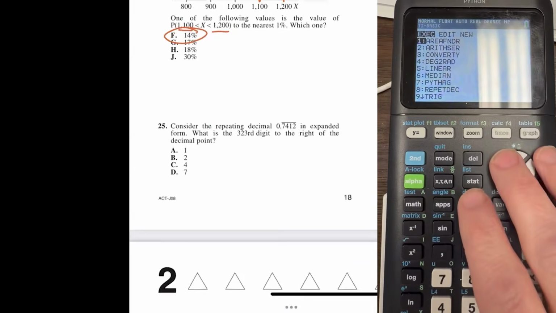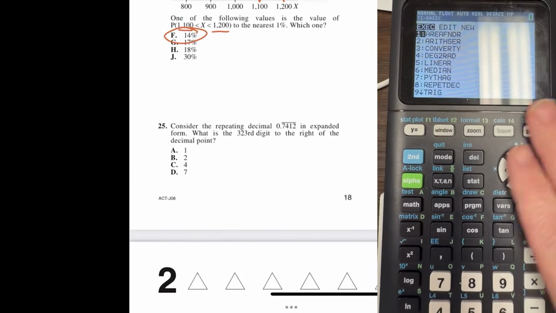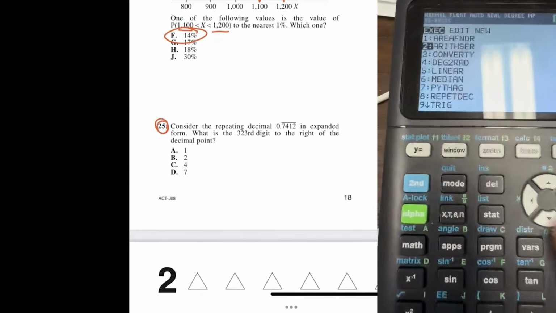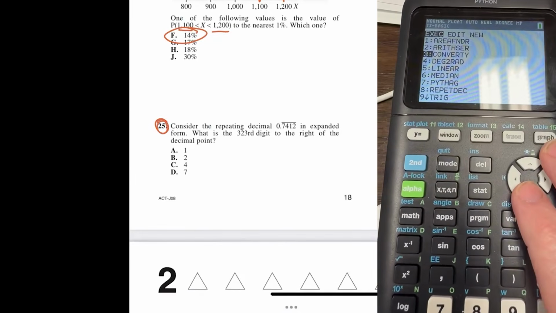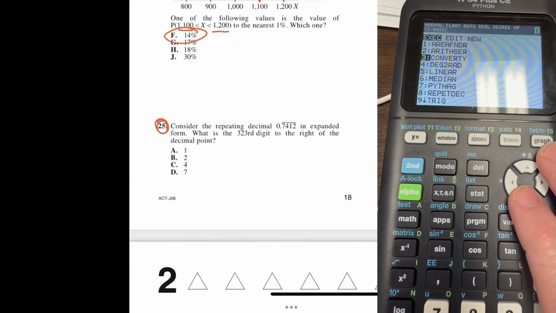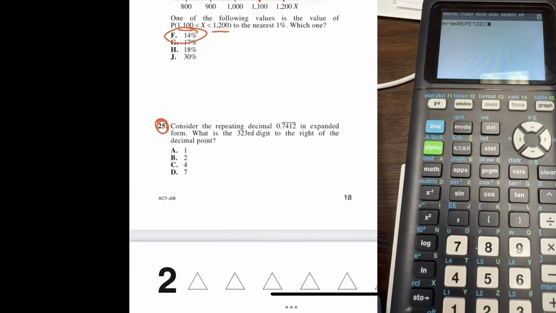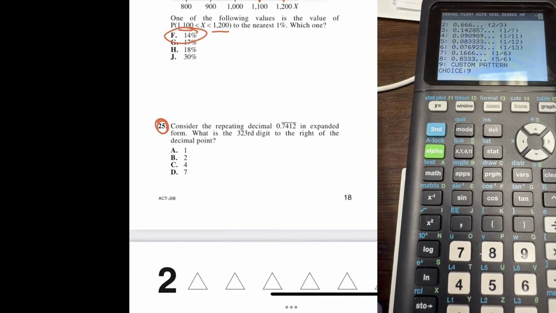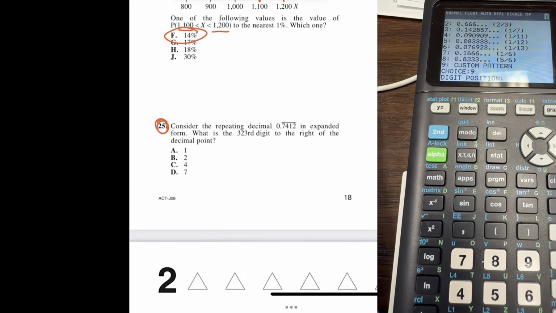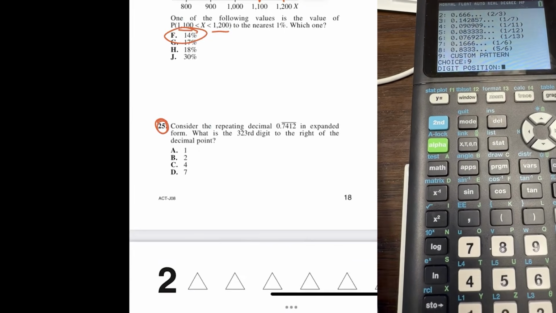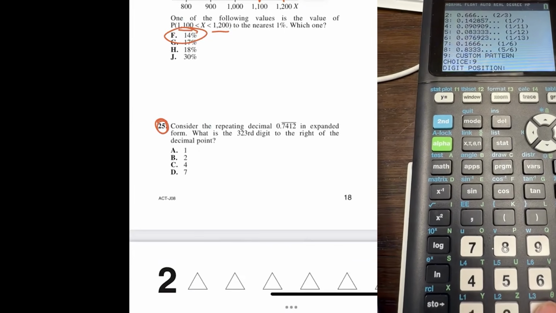On number 24, this is where I swear by the calculator programs here. All you have to do is just plug it in. I've got it linked in bio, and it pops out exactly as you follow along as I enter in the digits here on the screen, exactly the 323rd digit to the right of the decimal place.